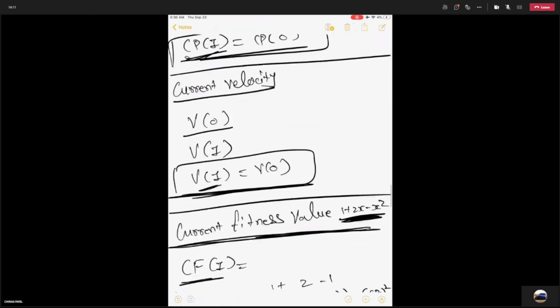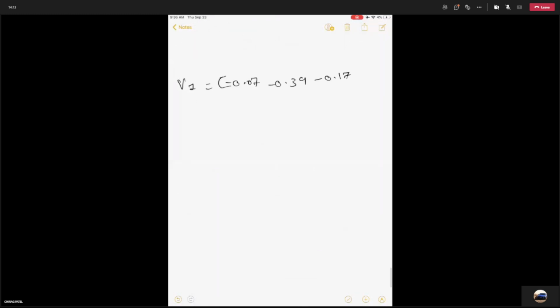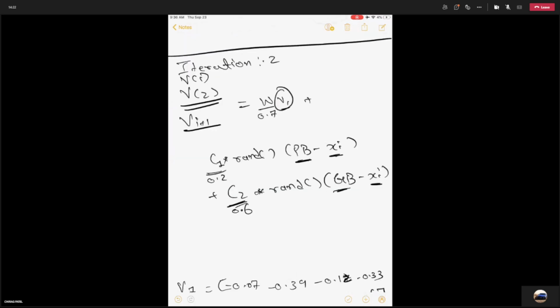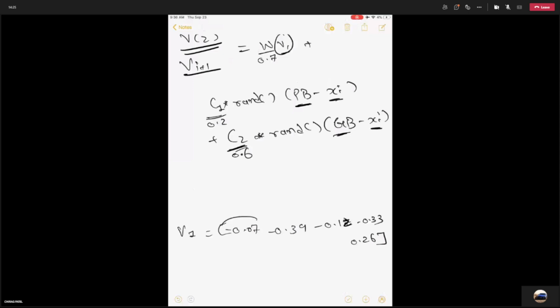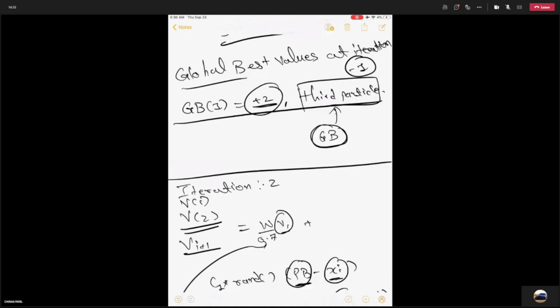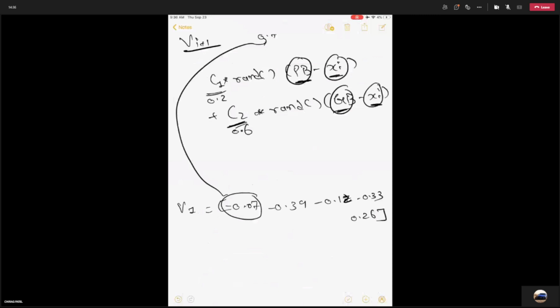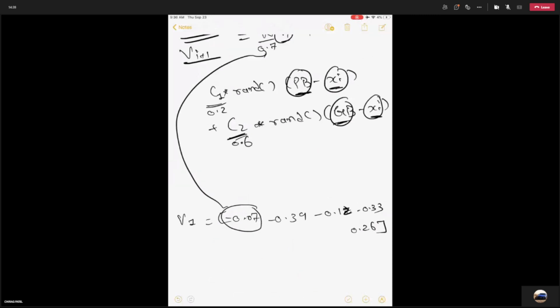12, 33, and 26. Right? So you are getting this value. Now, whenever you are substituting this over here, it has its personal best and current position. Global best, you had already calculated your global best. Right? And global best position. So you need to substitute the value and calculate exactly what the answer is. Try it out. If I also calculate it, whatever answer comes, we can cross verify.